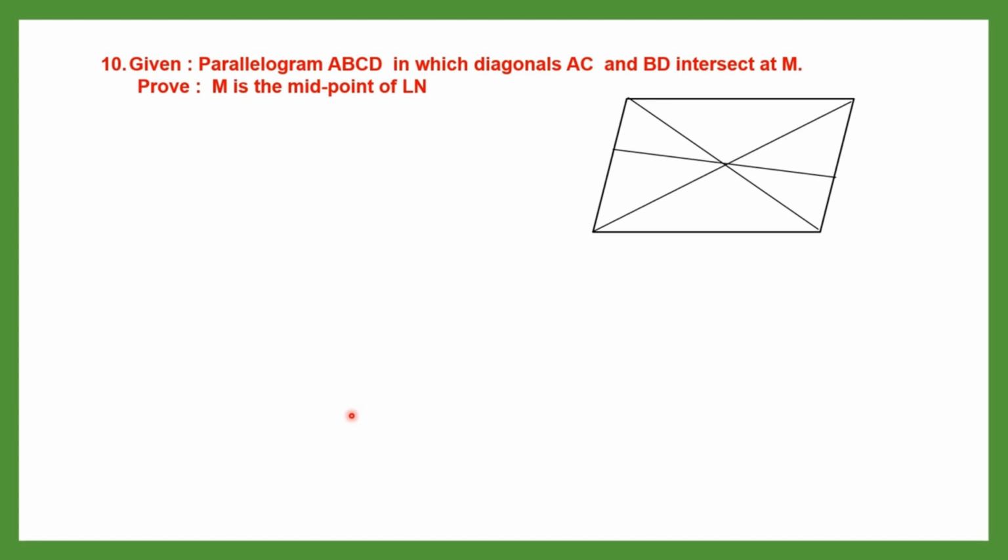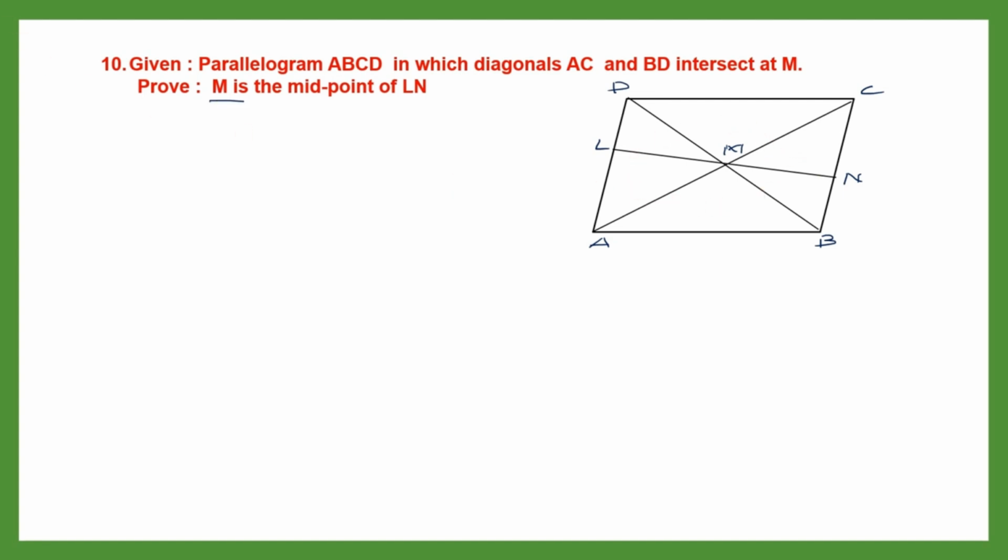Question 10. Parallelogram ABCD in which diagonals AC and BD intersect at M. This is given to us. So this is the parallelogram ABCD. We have diagonals AC and BD and they intersect at the point M. Now what should we prove? We must prove that M is the midpoint of LN. So we have LN here. We have to prove that M is the midpoint. If M is the midpoint, then this part LM will be equal to MN. So this part will be equal to this part. So that is what we have to prove with the help of all what is given to us.